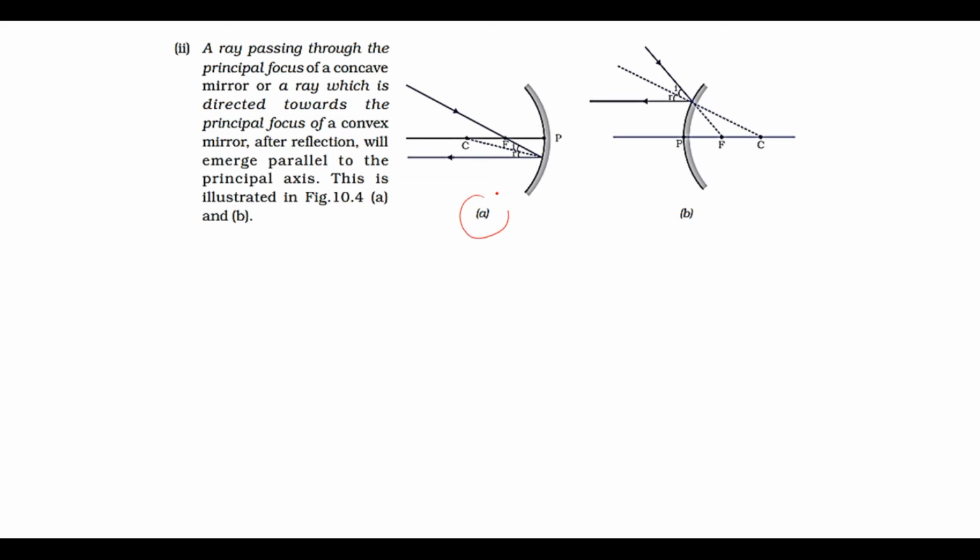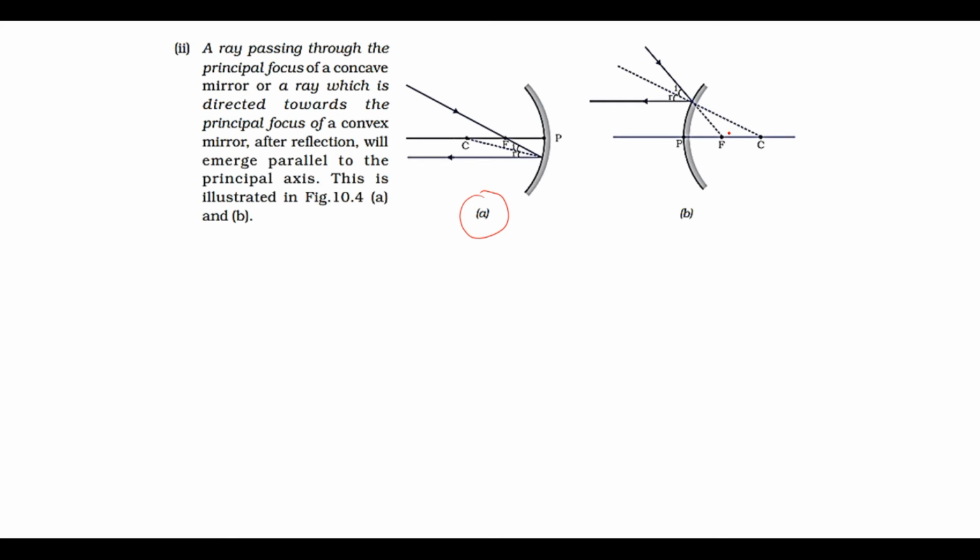Here for the concave mirror, you can see clearly that when a ray is passing through the focus, it is parallel to the principal axis after reflection. That's all. What we have seen here is the opposite of the previous one. Similarly, here also, the ray is passing through the focus.